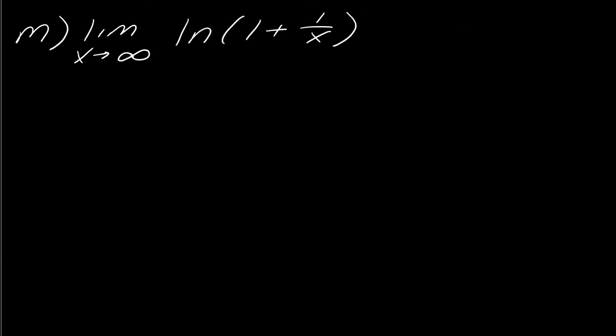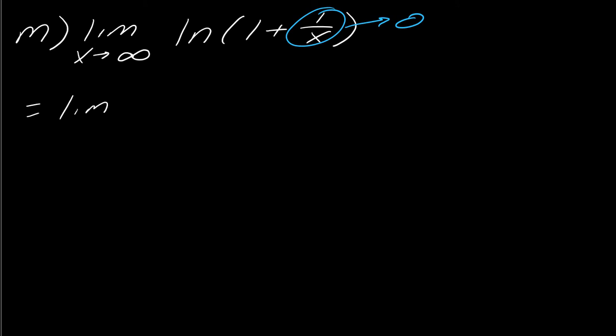Okay, so moving on to m here. So now I've got the limit as x approaches infinity of the natural log of 1 plus 1 over x. So really the only part of this limit that has an x in it is right here. So we just have to worry about what happens as 1 over x approaches infinity. This whole guy here is just going to end up going to 0.